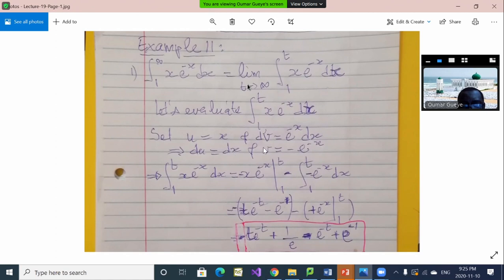I'm going to calculate du and v. So du, setting u equal to x, du is going to be dx. And if dv equals e to the power negative x, the antiderivative is going to be negative e to the power negative x. And then I'm going to apply the formula: uv is going to be minus x times e to the power negative x, you take it at 1 and at t, as the FTC says, minus the integral of v du. That's what the formula says. v du is going to be negative e to the power negative x times dx. This is my v du.